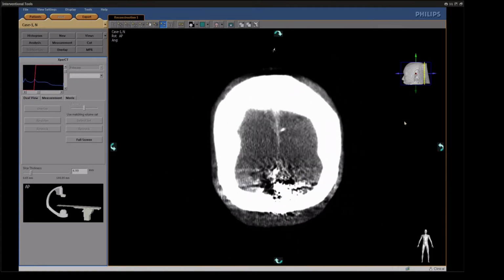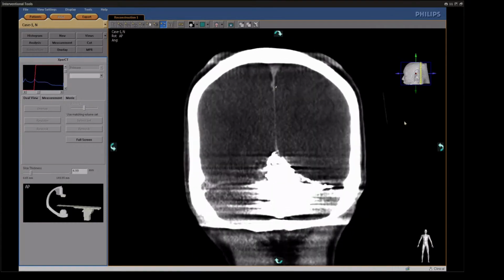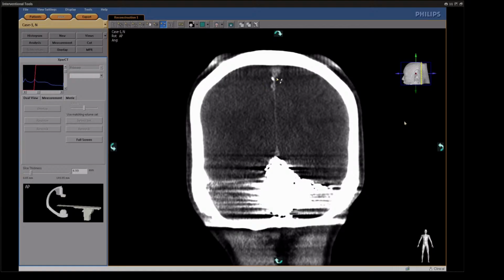And next case, callosal AVM. The remaining part with 2 feeders from the ACA under general anesthesia.